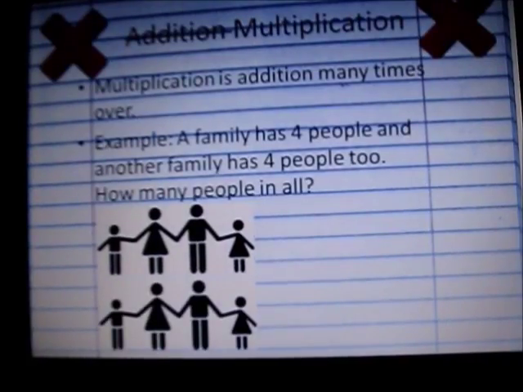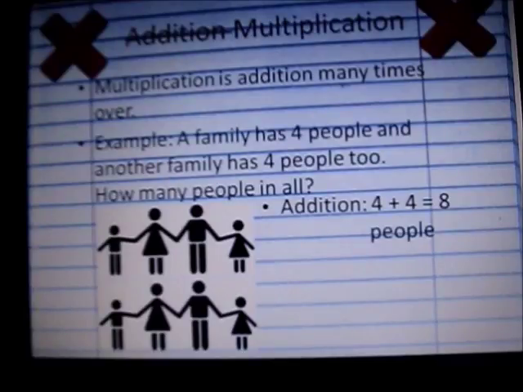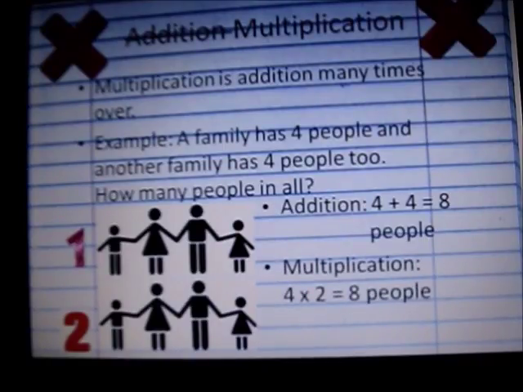Addition is not multiplication. Multiplication is addition many times over. Example, a family has 4 people and another family has 4 people too. How many people in all? In addition, 4 plus 4 equals 8 people. But one family and a second family is multiplication. 4 times 2 equals 8 people. It's another way of looking at the same problem.